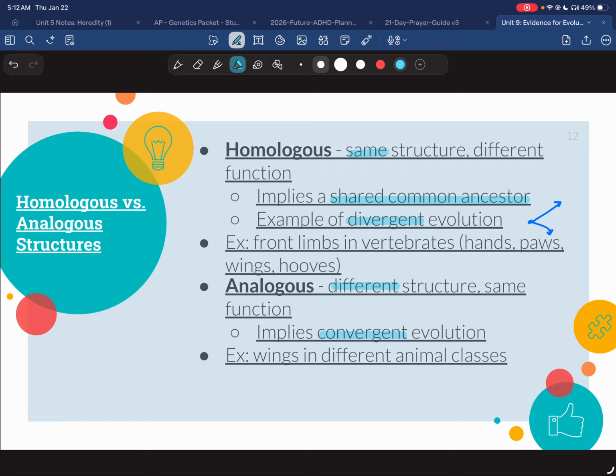Wings in insects and wings in birds. Insects are invertebrates, they don't have a skeletal system, but they have wings for flight, and so do birds. And so homologous means the structure is the same, but the function is different. Analogous means the different structure, but the same function.